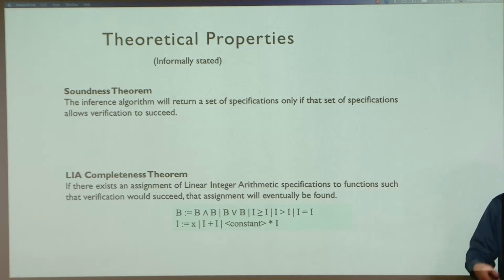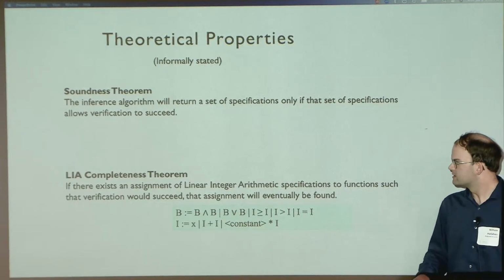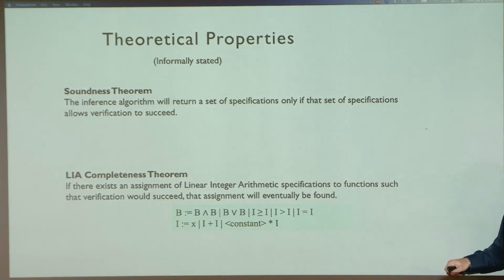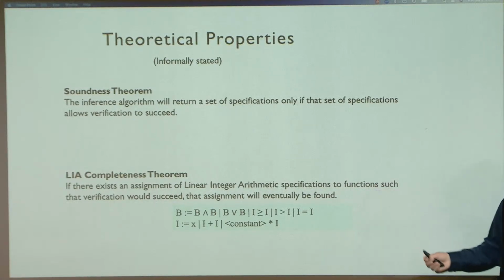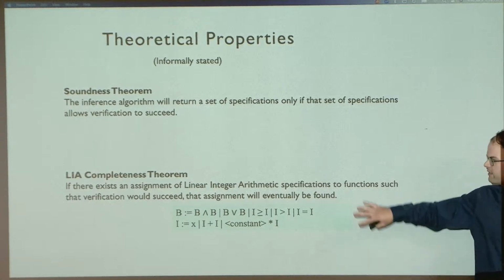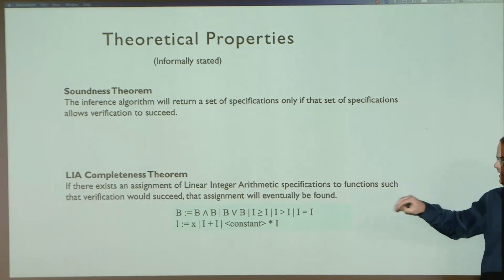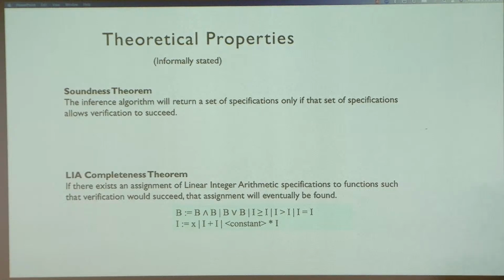We have a more interesting result, I think, in that if there exists an assignment of linear integer arithmetic specifications, so specifications drawn from this grammar, to functions such that verification would succeed, we will eventually be able to find that set of assignments. Again, there's quite a bit of nuance lost in how I squeezed this onto the slide. In order to have this, you have to make some assumptions about what your synthesizer is doing, but those assumptions are not overly onerous, and I'll get to those pretty shortly. I'm actually going to get to them now.